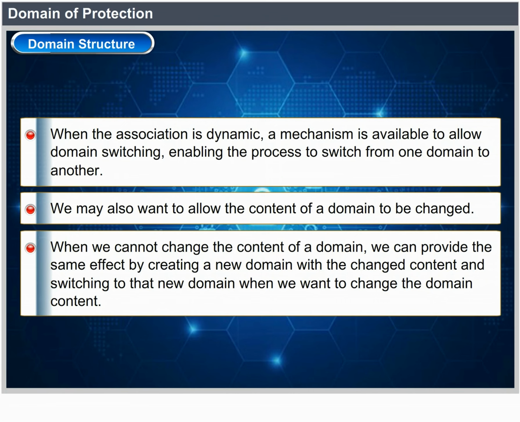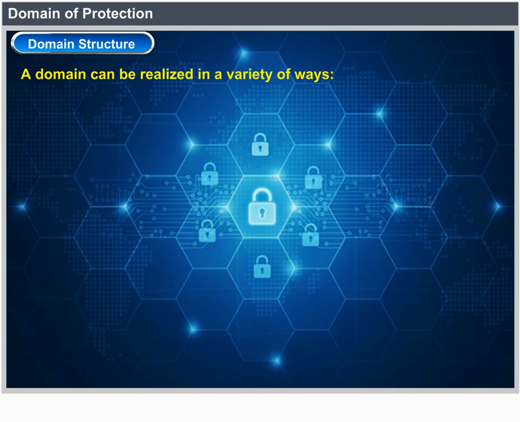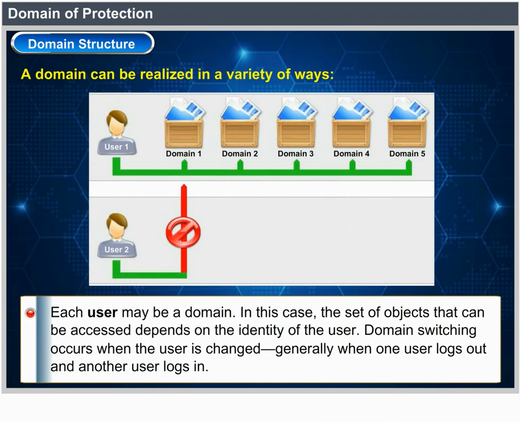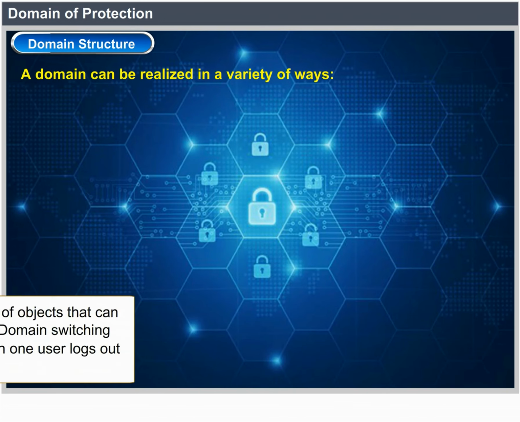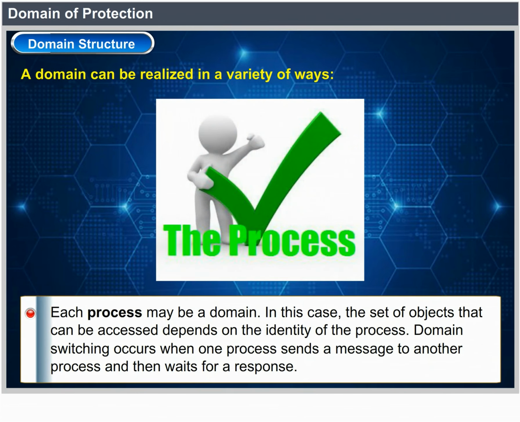A domain can be realized in a variety of ways. Each user may be a domain. In this case, the set of objects that can be accessed depends on the identity of the user. Domain switching occurs when the user is changed, generally when one user logs out and another user logs in. Each process may be a domain. In this case, the set of objects that can be accessed depends on the identity of the process. Domain switching occurs when one process sends a message to another process and then waits for a response.